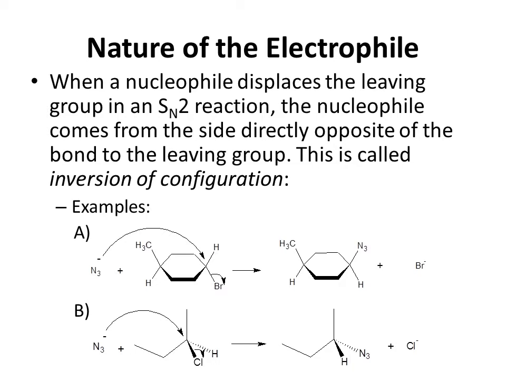In example B, we have a stereogenic center. The chloride is pointing toward us. So the azide anion, the nucleophile, has to come from the back. And when it comes in, it displaces the chloride. Azide ends up in the rear. It ends up in the back. See the dashed line? That pushes the hydrogen, which was in the back, toward the front. That's inversion of configuration.